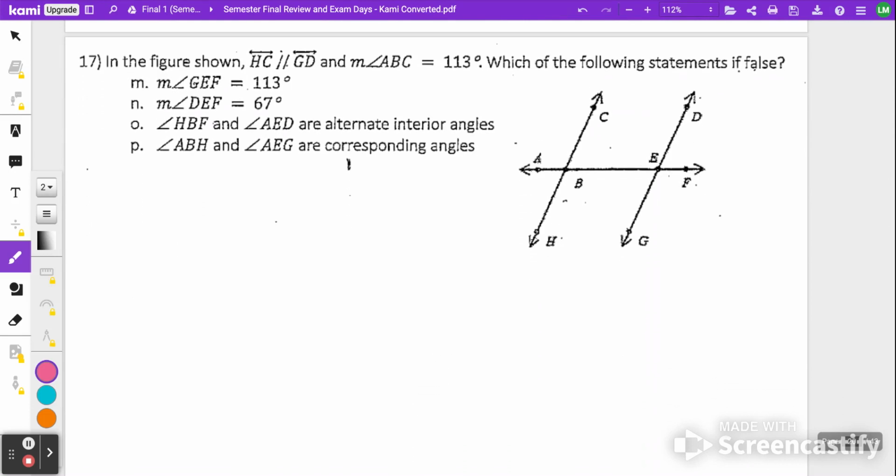And in this figure, HC is parallel to GD, and the measure of angle ABC is equal to 113. Which of the following statements is false? GEF is equal to 113. That's true, alternate exterior. DEF is 67. That one is true because 180 minus 113 is 67. HBF and AED are alternate interior angles. So HBF is here. AED is here. That one is also true. And then ABH corresponds with AEG. That one is also true. So none. They're all true.